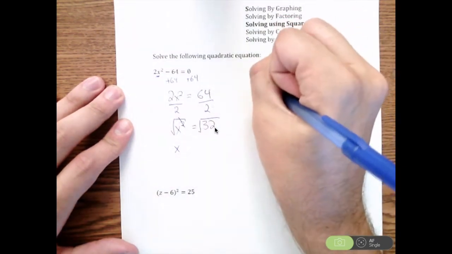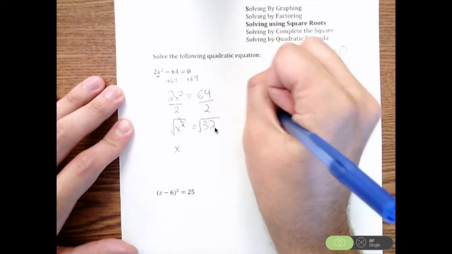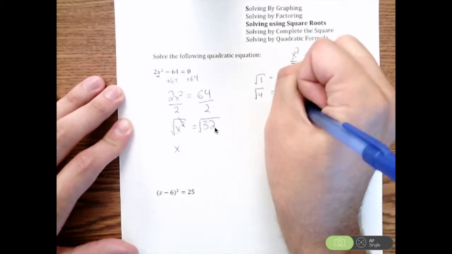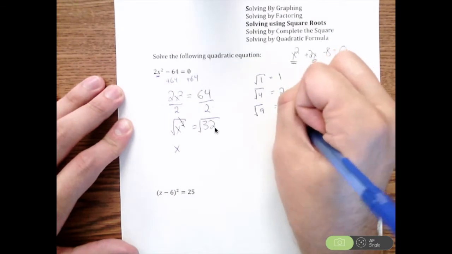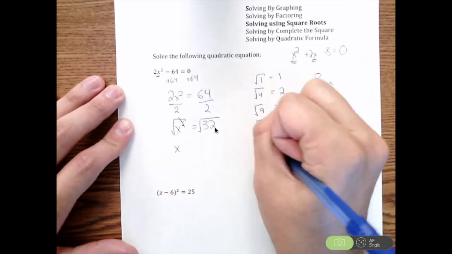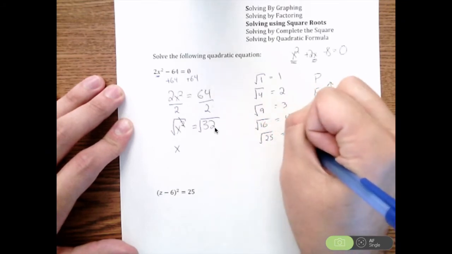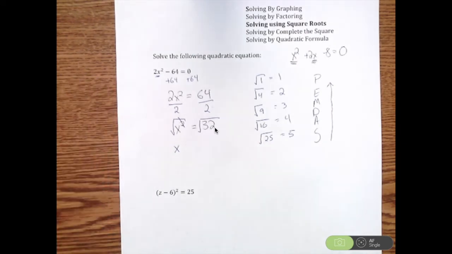Those are numbers like 1. I can take the square root of 1, that's 1. I can take the square root of 4, that's 2. Square root of 9, that's 3. Square root of 16, you get 4. Square root of 25, you get 5. You get the idea. So we're looking for numbers that we can take the square root of.